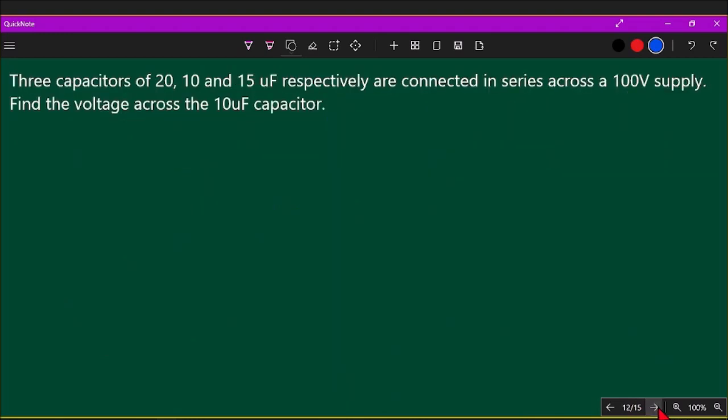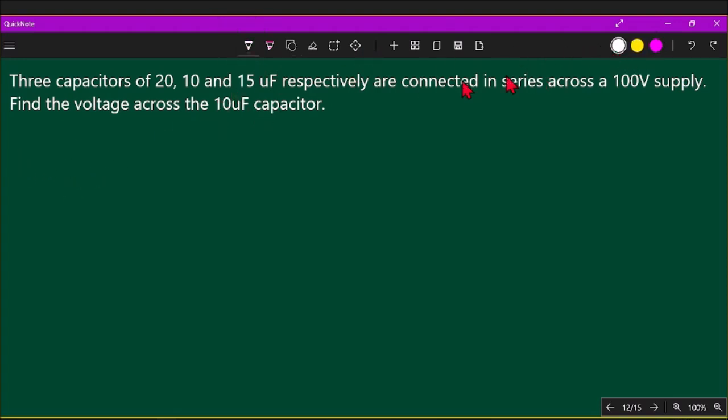Okay, so next question. Three capacitors of 20, 10, and 15 microfarad are connected in series across a 100 volt supply. So find the voltage across the 10 microfarad capacitor. Okay, so for this one, I will not use the voltage division theorem, but I will use the traditional, which we're going to get the total charge, and so we could now get the voltage drop on each.